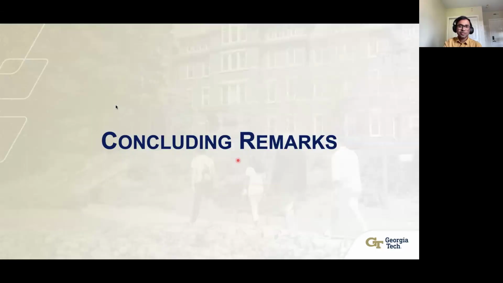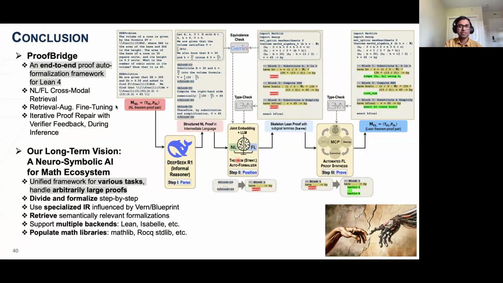So finally, I'll provide some concluding remarks. To conclude, ProofBridge is an end-to-end framework for proof auto-formalization in Lean 4. It combines natural language, formal language, cross-modal retrieval, then retrieval augmented fine-tuning, and also iterative proof repair guided by the verifier feedback. And it ensures that the generated Lean proofs are both syntactically correct and semantically faithful.